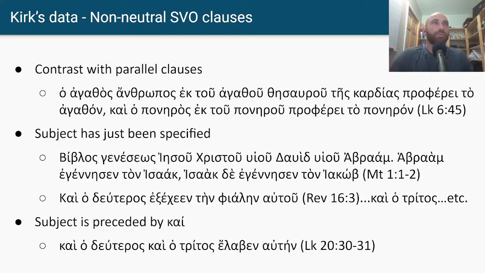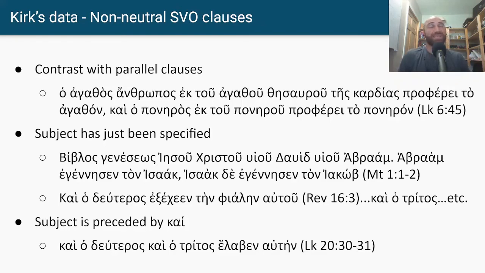So the idea is that we're contrasting the good man and the bad. We have SVO in both cases. Particularly, what's interesting is that in the second clause we would have SVO, where the second clause is contrasting the poneros, the bad man, with the first example, the agathos anthropos, the good man. So we have this contrast with parallel clauses.